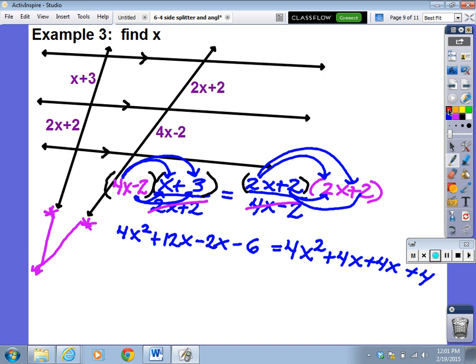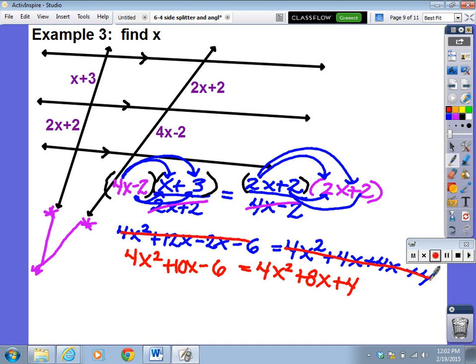Alright, so now let's combine like terms on the left, let's combine like terms on the right, and then we'll keep going. So combining like terms over on the left, we have 4x squared, no other x squareds. 12x's minus 2x's is how many x's? Plus 10x's minus 6. So we've taken care of that side, which is equal to, now on this side, we have 4x squared, plus 4x plus 4x, plus 8x. Awesome, you're correct. Plus 8x plus 4.